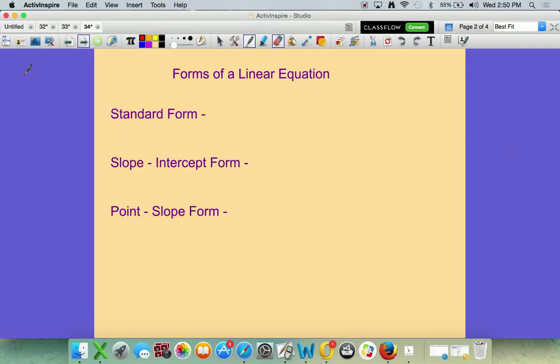We do have different forms of linear equations: standard form, slope-intercept form, point-slope form. The one that you probably know the best is slope-intercept form, which is y equals mx plus b. Remember, m is our slope, b is our y-intercept. Standard form is when x and y are on the same side, so that's ax plus by equals c. Remember, a has to be positive, and you cannot have any fractions or decimals in there to be in standard form.